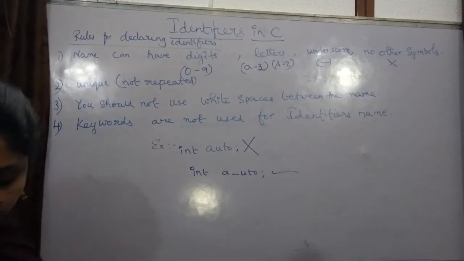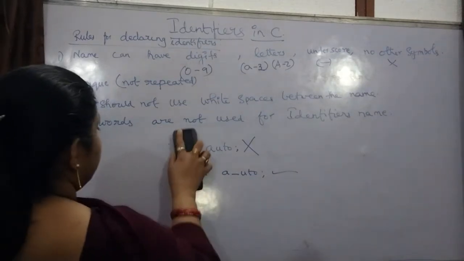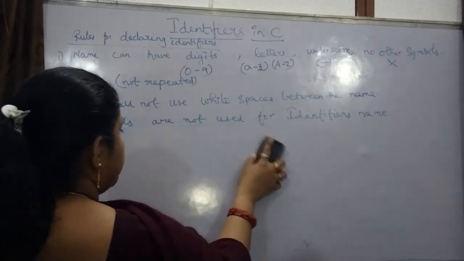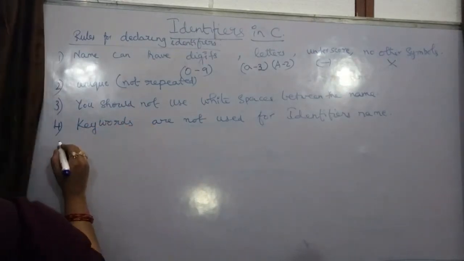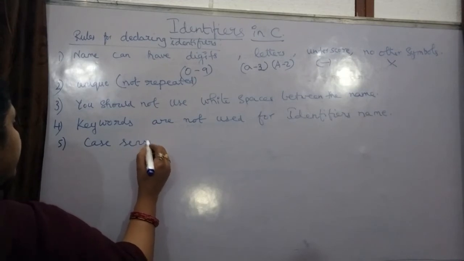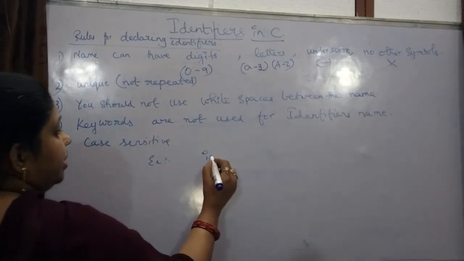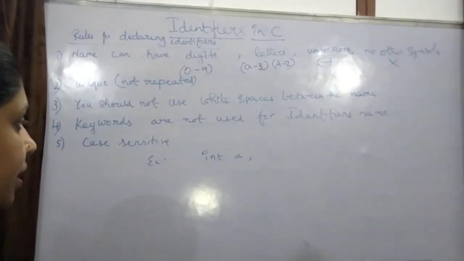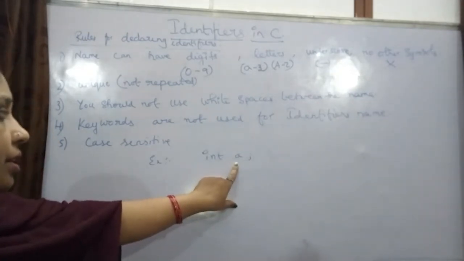And now this is case sensitive. What is case sensitive? For example, I am declaring a variable int a. Now I have declared a variable a here. That means this is the identifier I am declaring here.